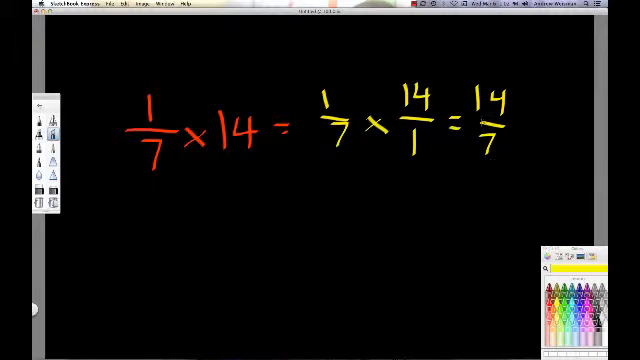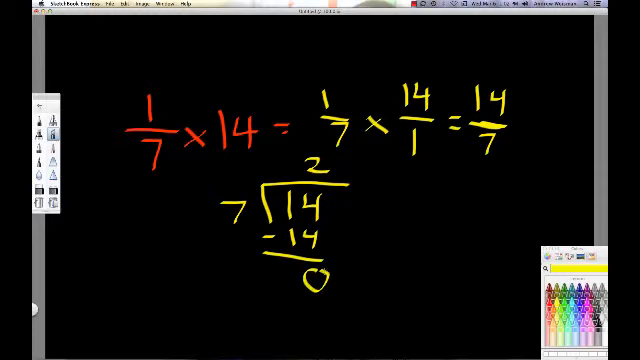So as you know from a previous lesson, this is really like saying 14 divided by 7. So if you're somebody who's not sure of how to do that, it's 14 divided by 7. 7 times 2 is 14, so we can subtract that and we end up getting 0. So this is equal to 2.